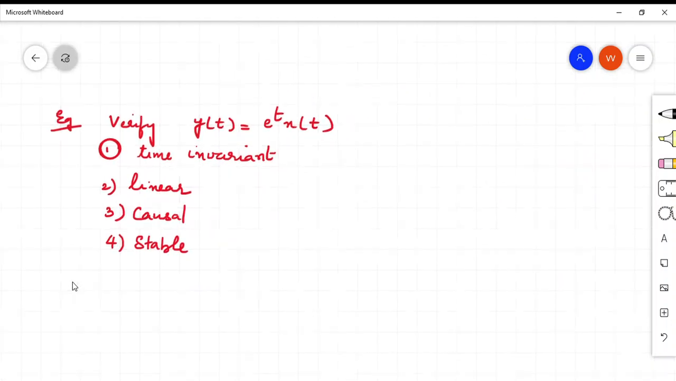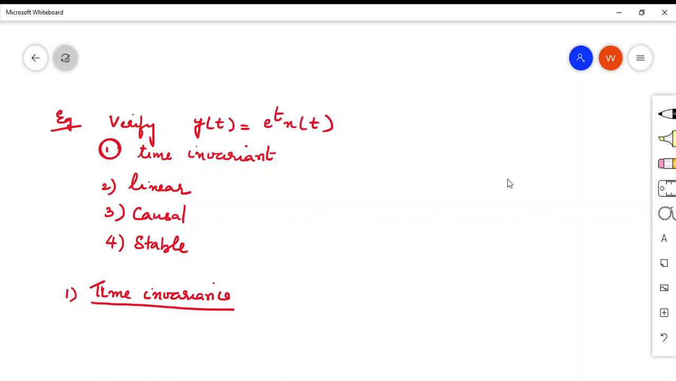So first one, time invariance. Now a time invariant system, we know, is a system for which the input output relation remains the same irrespective of the time. When you have an input x of t and your output is y of t, when you pass this input to a time invariant system, even if you shift your input by m units, the output will also be shifted by m units.